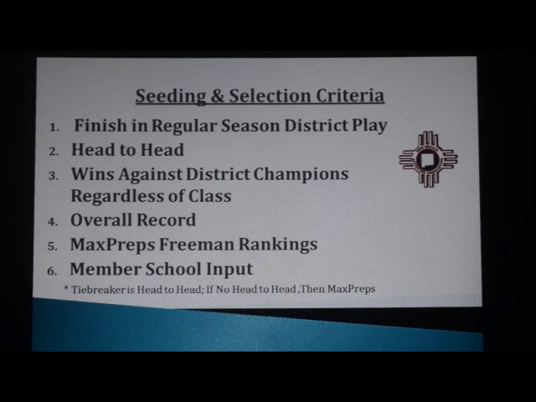And in the 6 criteria points, if you look at them from the top to the bottom, number 1 is finish in regular season district play. Number 2 is head-to-head. Number 3 is wins against district champions regardless of class. Number 4 is overall record. Number 5 is the MaxPreps Freeman rankings. And number 6 is member school input.